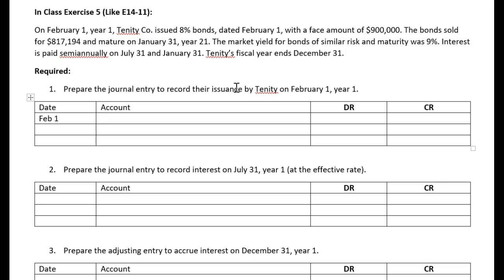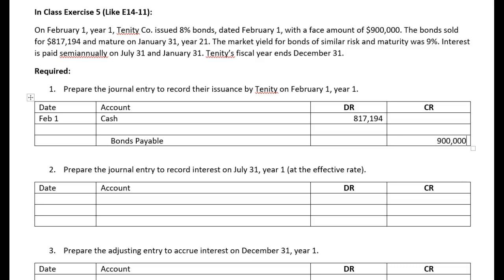So prepare the journal entry to record the issuance by Tenity on February 1st. So the first thing we're going to do is issue the bond, and just like before, we're going to receive cash at the bond's price, $817,194. Then I like to record the bonds payable next. So we're going to hit the bonds payable for the actual face amount, and that's $900,000.